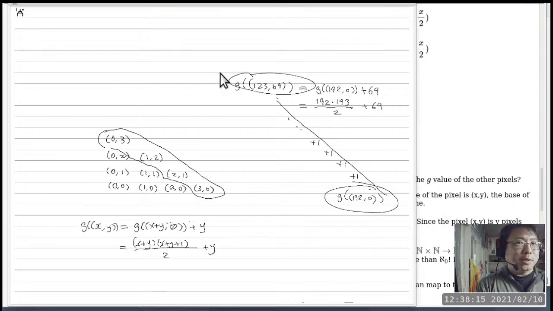Alright, so do we have any questions about the g function? It is now fully derived. So if you look at this equality here, that is how we define the g function.